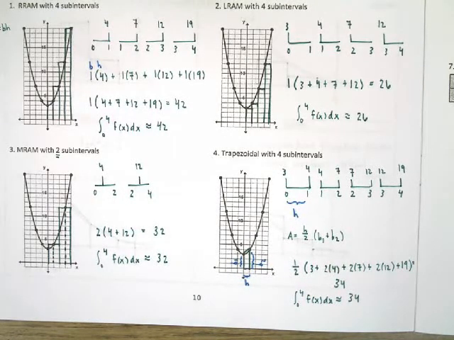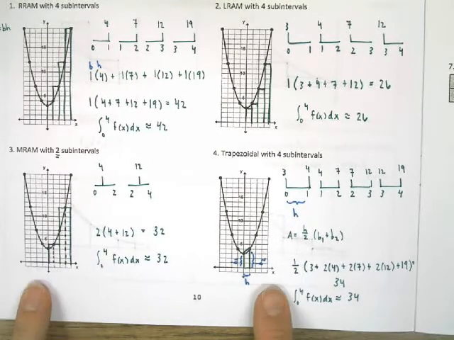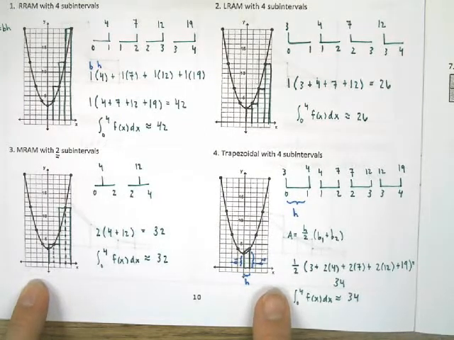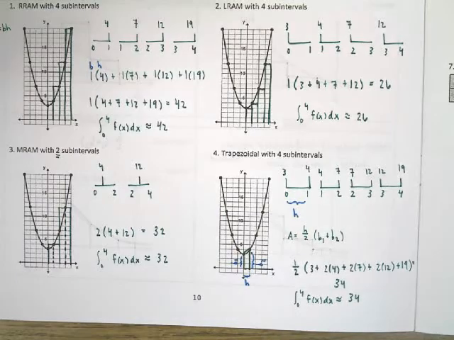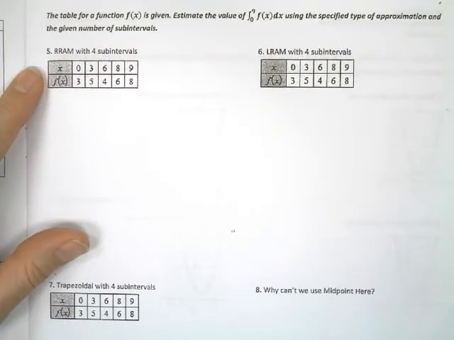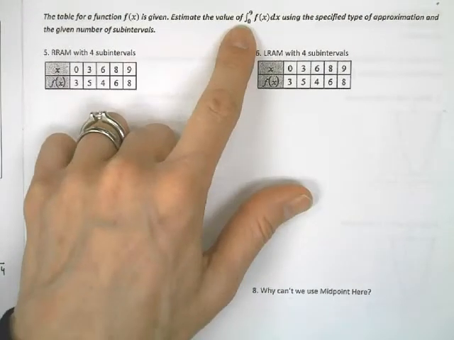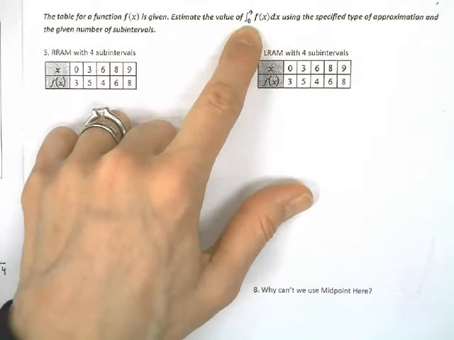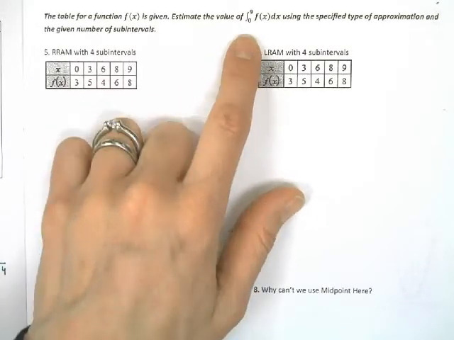So that's the basics of how this is going to work. We're going to look at a few more examples. This is a little different because we had a function. We'll also be doing problems where we're just given a table and asked to find these same approximations. So we're going to go through 4, and these actually turn out to be a little quicker because you're not having to compute y values. So it's giving us the table for a function f of x, and it's asking us to estimate the value of the integral from 0 to 9 of f of x dx using the approximation that's given.